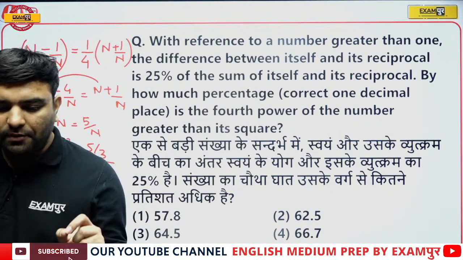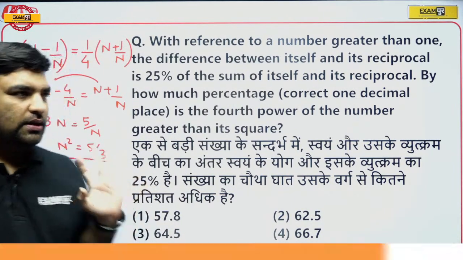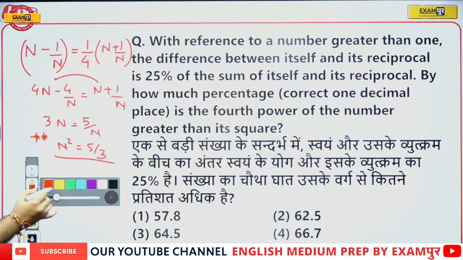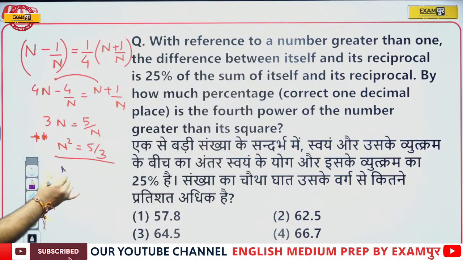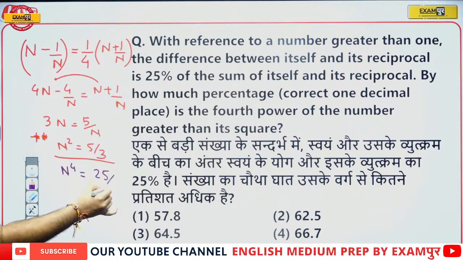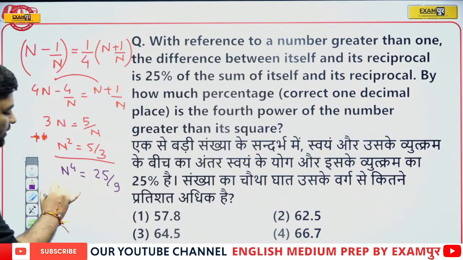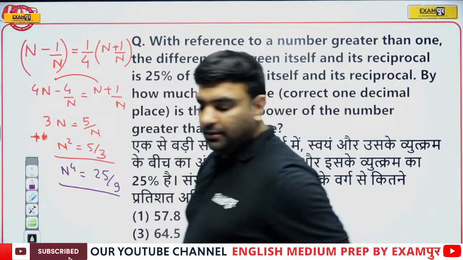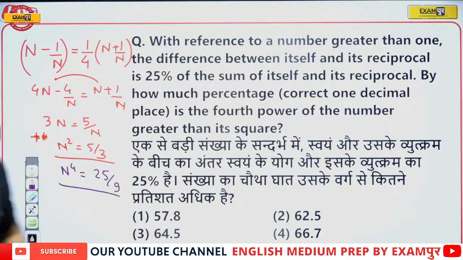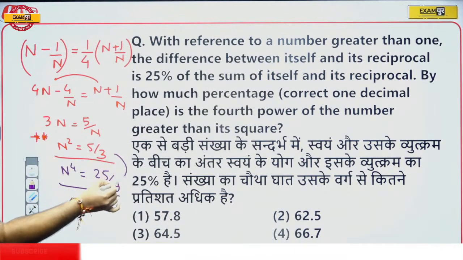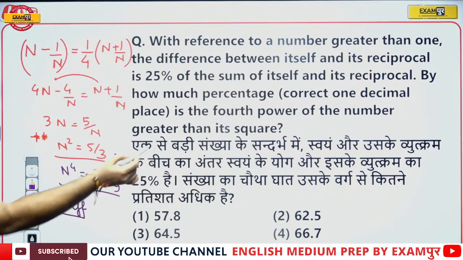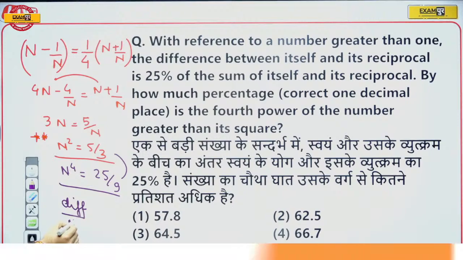The fourth power of the number is how much greater than the square? So the square you already know. What is the power 4? Just squaring it once more gives 25 by 9. So this fourth power is how much greater than the square of the number? You will say, sir, their difference, and the comparison has to be done with the square.